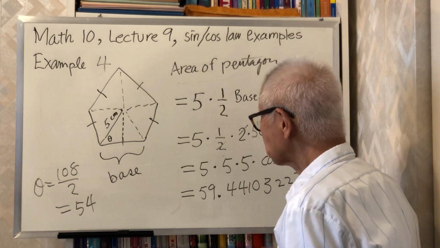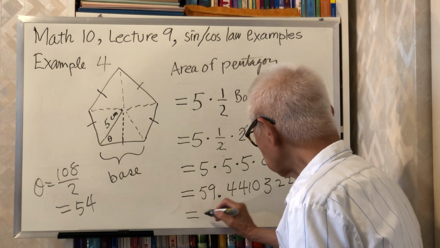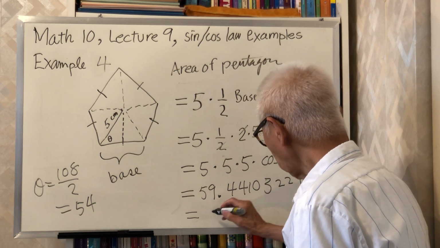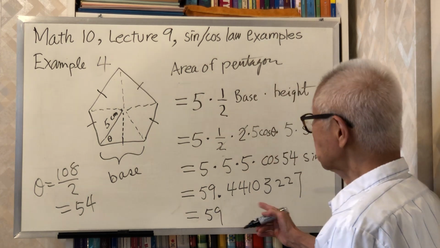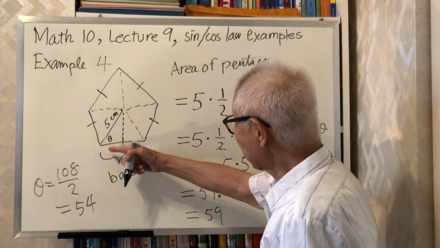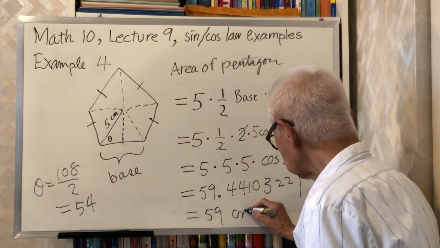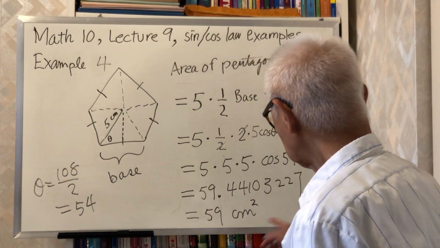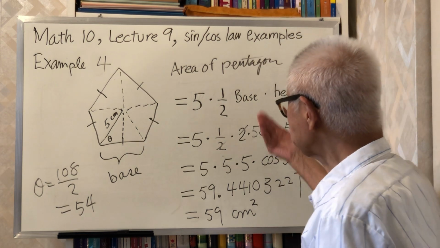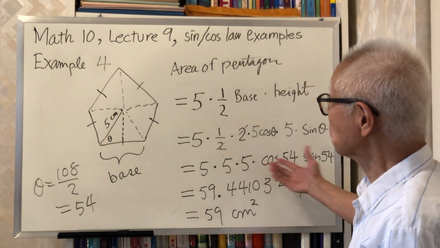So you get this. And if you want to round it, you drop the 4, so it's 59. So what is the unit? The unit of length is cm, therefore the unit of area is cm squared. So that is my answer, using the calculator in one step. This is simpler, yeah, in one step.